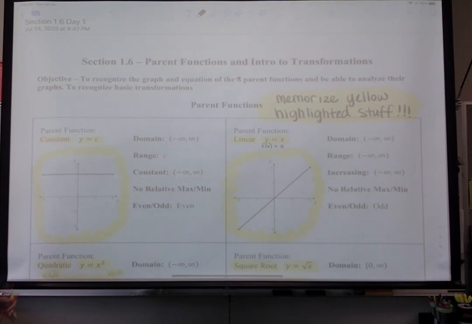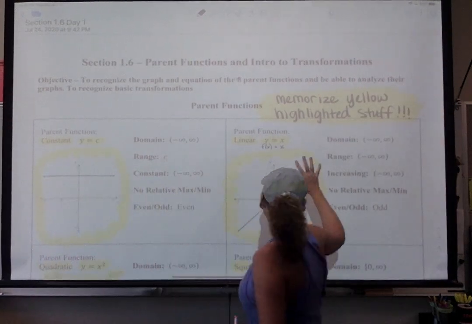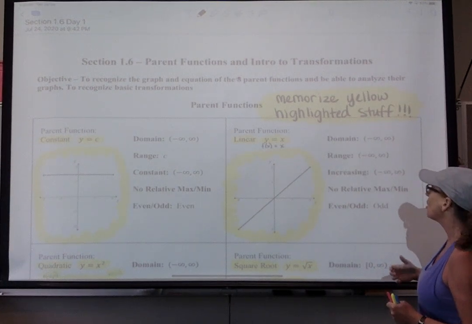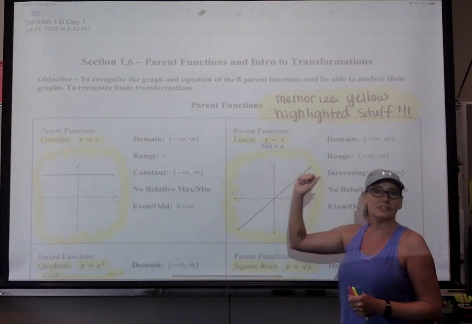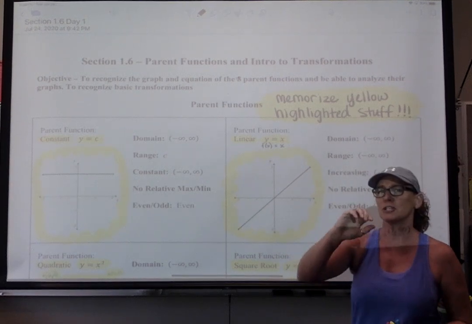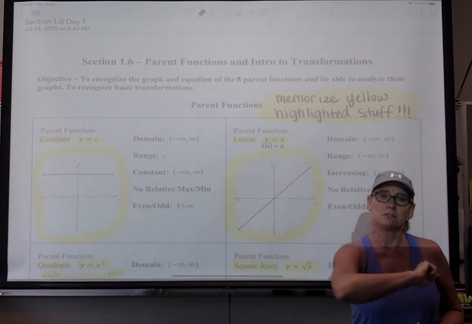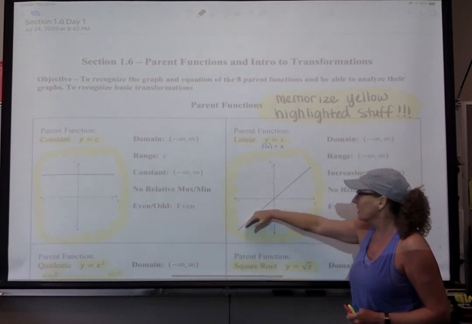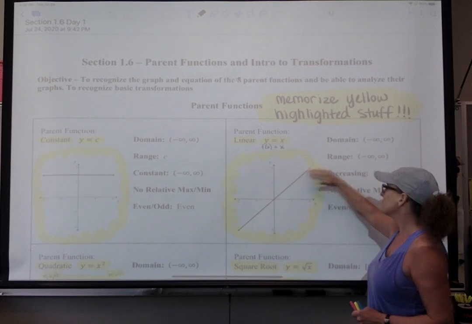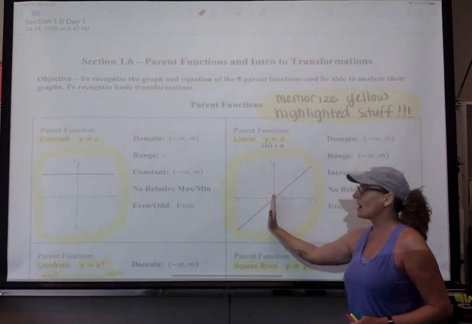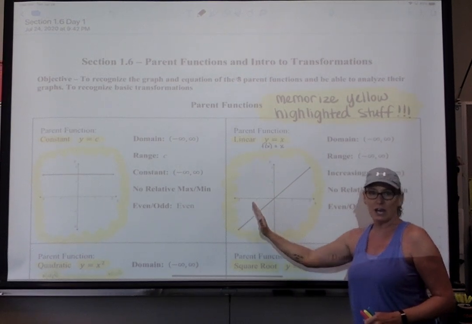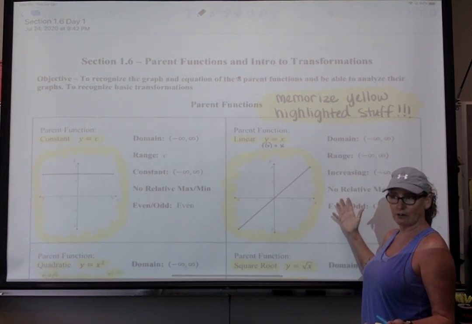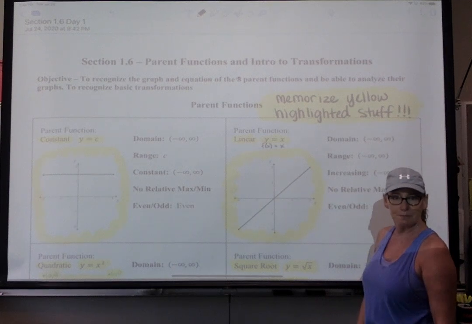Now, all this other stuff that's in each parent function box, I don't think you have to have that memorized, because let's say that I ask you a question just out of the blue. Hey, give me the domain for a linear function. Well, if you have the graph memorized, you can think, well, this is what my graph looks like. If she's asking me for domain, how far left does this graph go? How far right does this graph go? Forever. My domain is all real numbers.